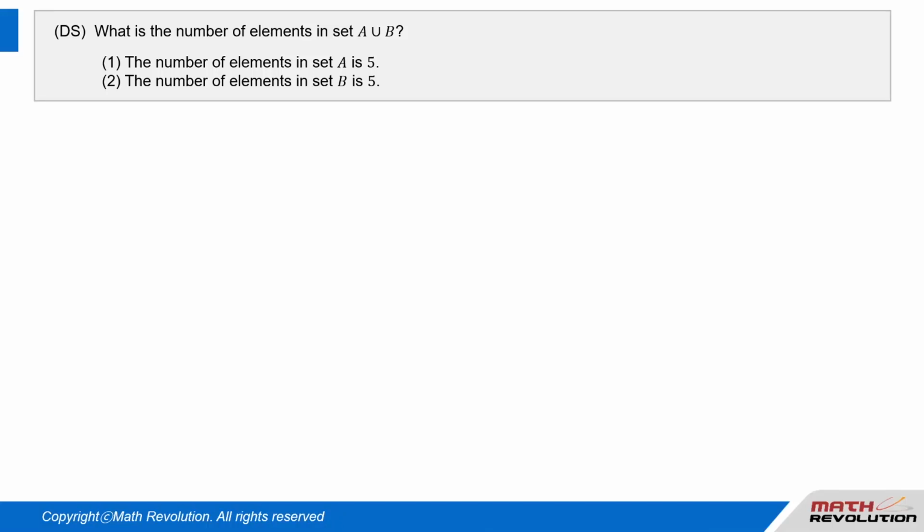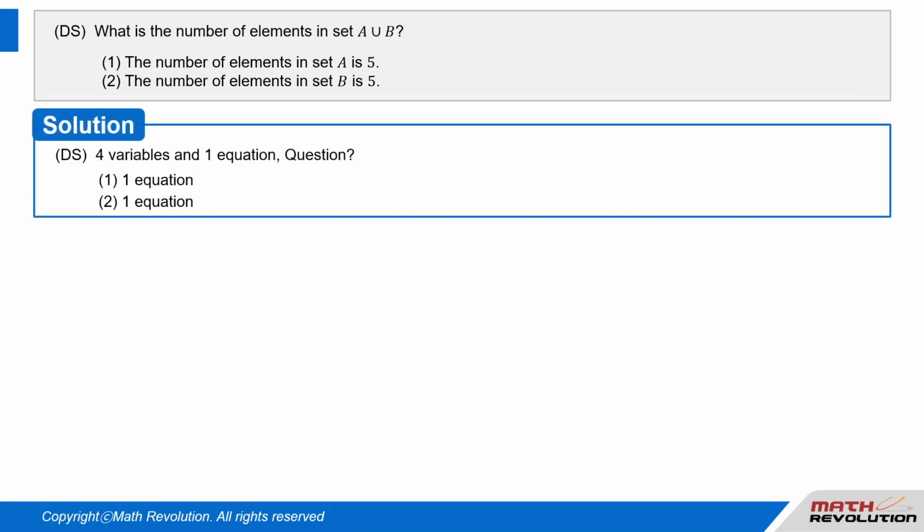Question. DS. What is the number of elements in set A union B? Condition 1. The number of elements in set A is 5. Condition 2. The number of elements in set B is 5.